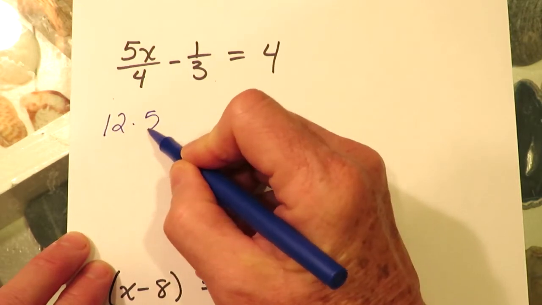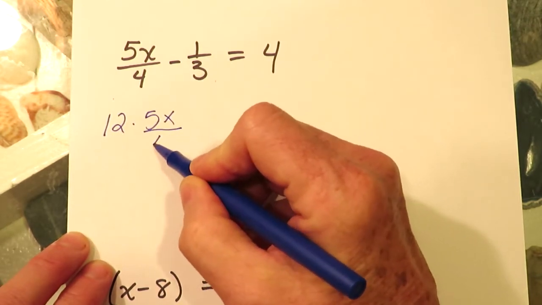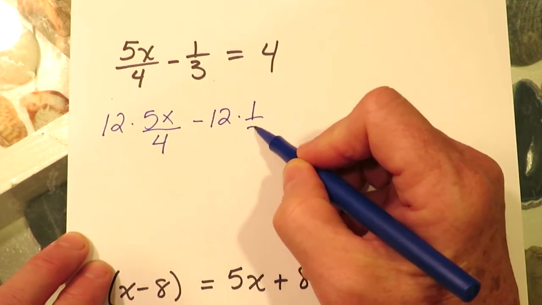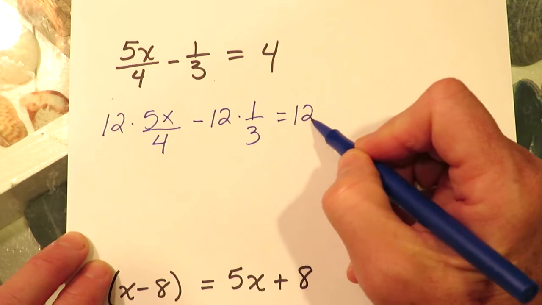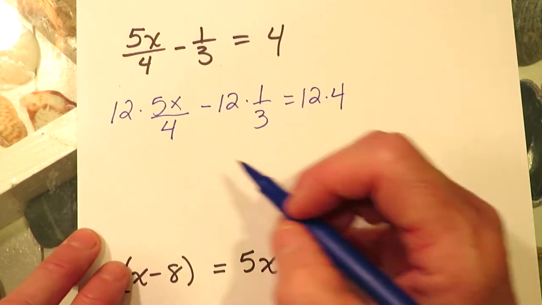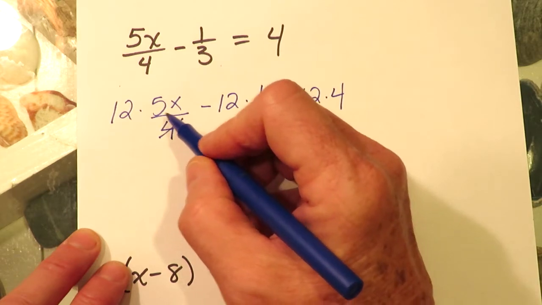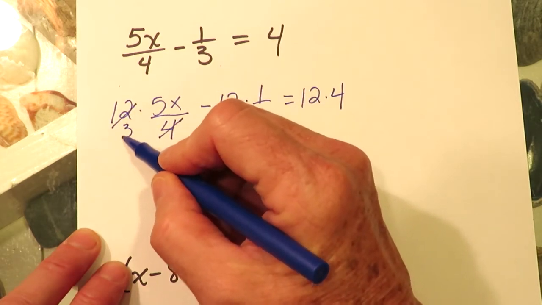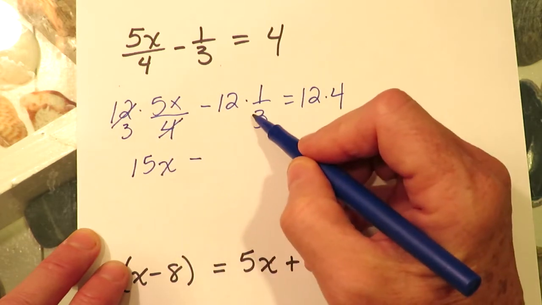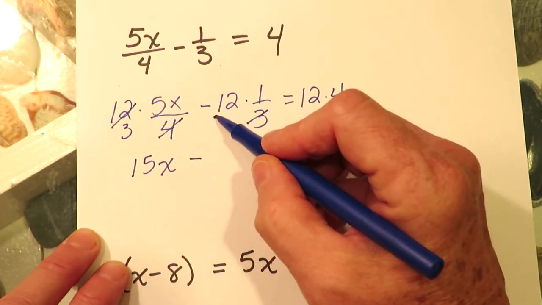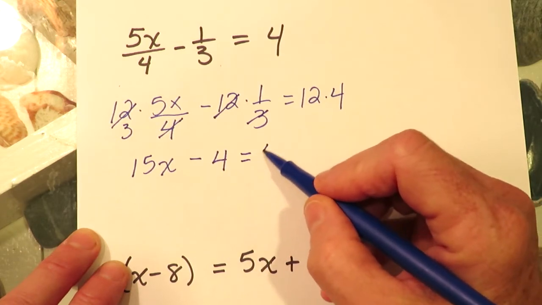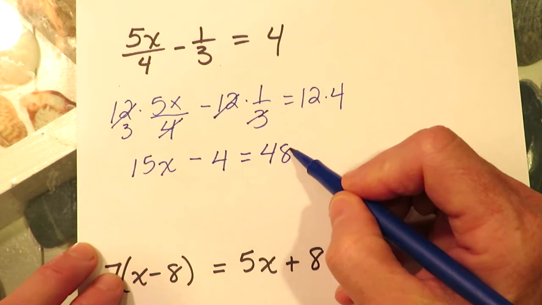So if I multiply all the terms by 12. So you're multiplying both sides of the equation by the 12. So that means everything on the right side and everything on the left side gets multiplied by the 12. So 4 divides evenly into 12, and that term turns into 15 times x. 3 divides evenly into 12, and that term equals 4. And 12 times 4 is 48.